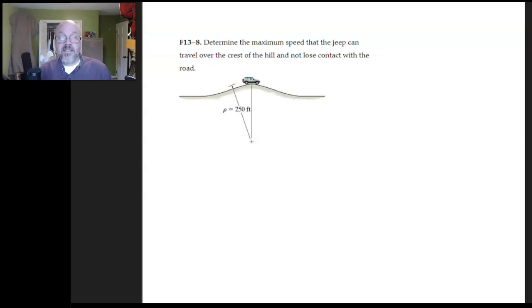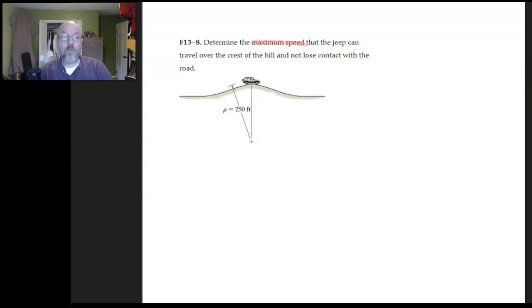All right, in this one, we've got this little car and it's going up and over a hill. It says we don't want it to lose contact with the road. So let's break it down just a little bit here. We're supposed to find a maximum speed. All right, so I need my highlighter a bit. We're looking for a maximum speed.